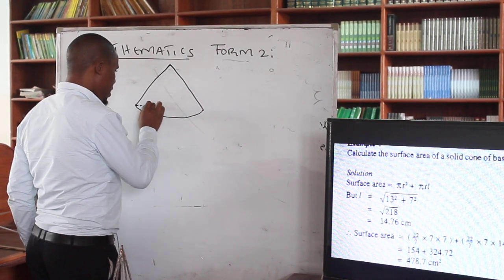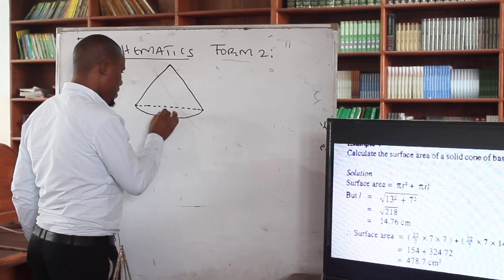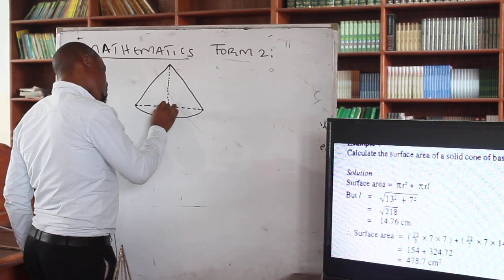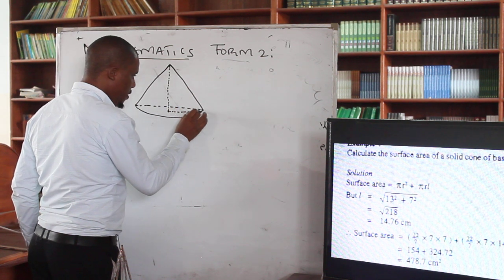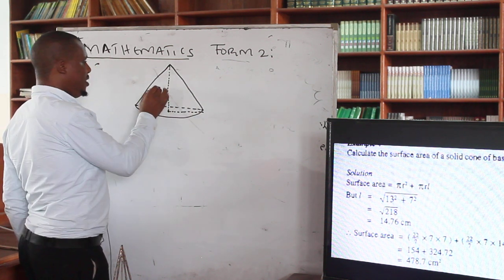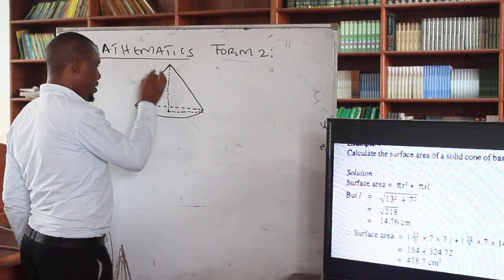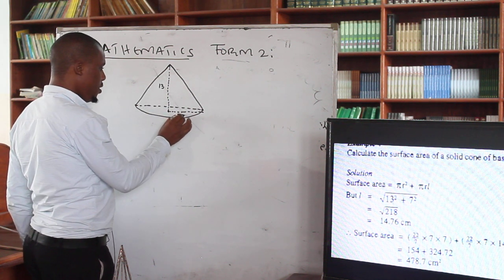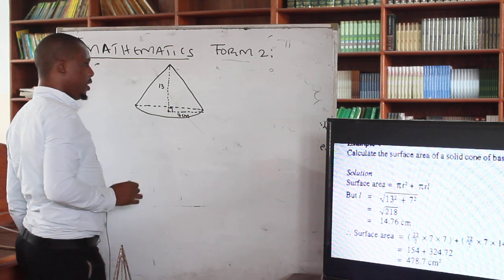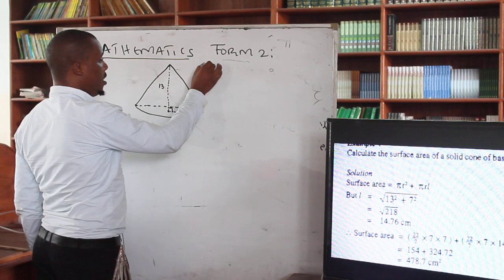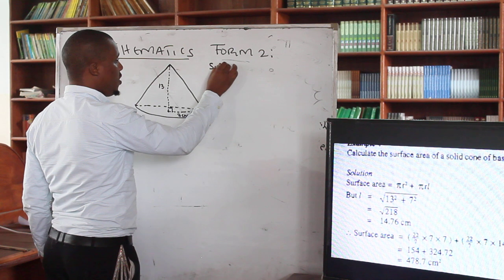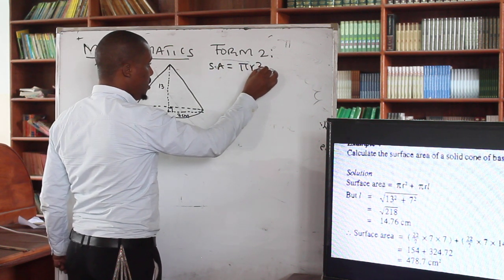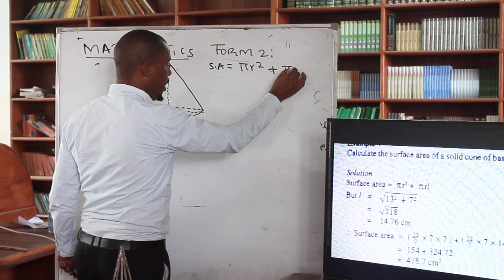So here you have the center, then you have the perpendicular height, and here again you have the radius. You are told that the height is 13 centimeters, and the radius is 7 centimeters. This angle is 90 degrees. They want us to find the surface area, and the surface area is given by the formula which should be on your fingertips, plus pi r L.